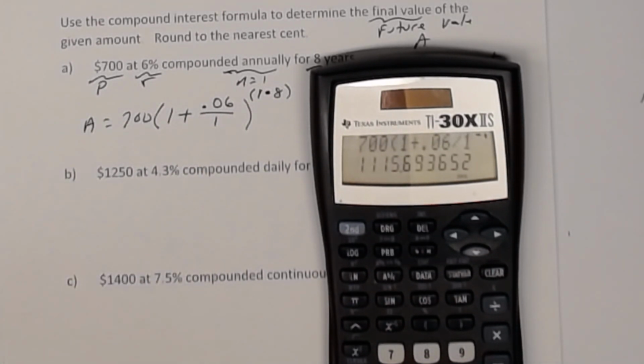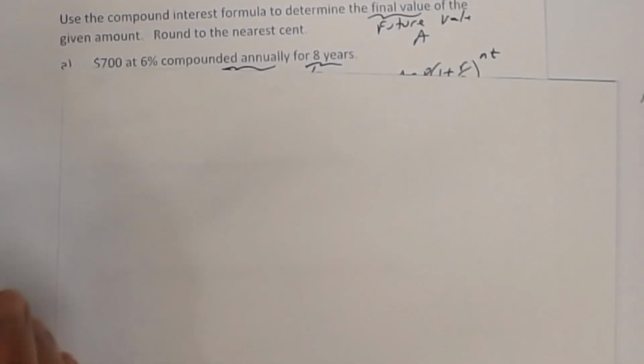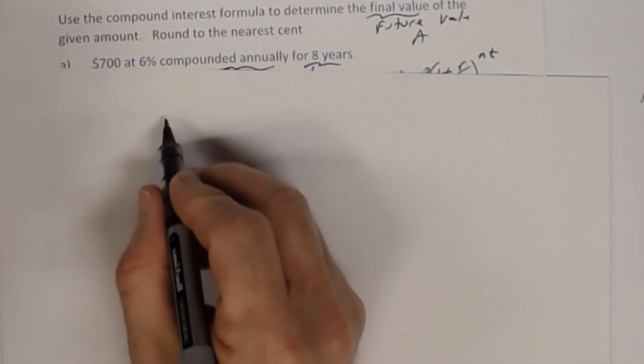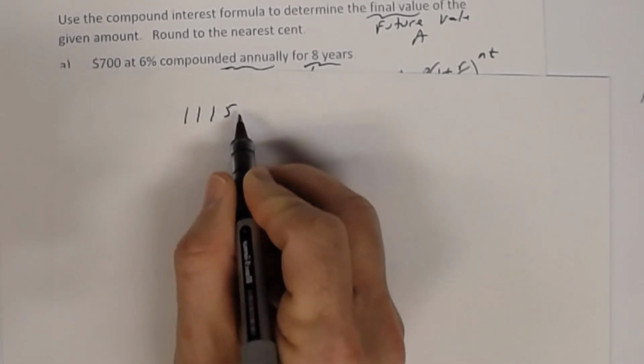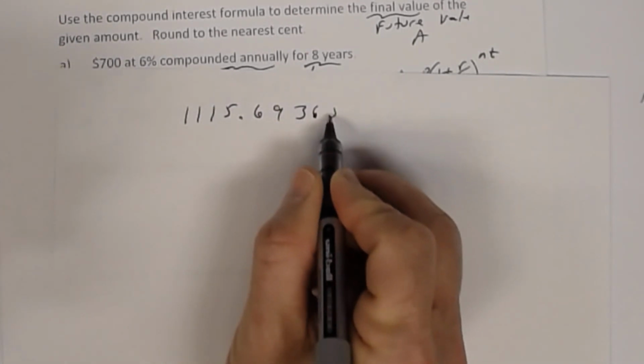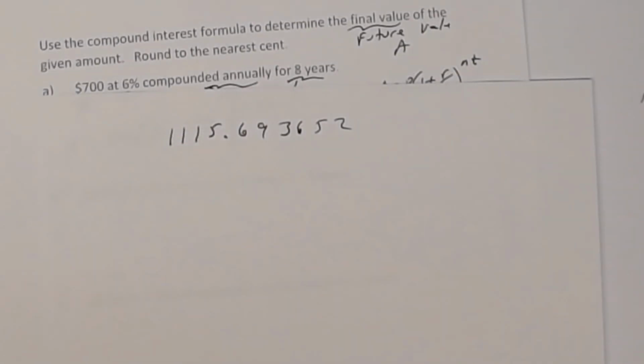Okay, and it said nearest cent. Now let me explain what I mean by the nearest cent. I'm going to write out what I see on this calculator. I'm not going to do all the digits, but this is what I see on my calculator. Okay, so that's what you see in your calculator.